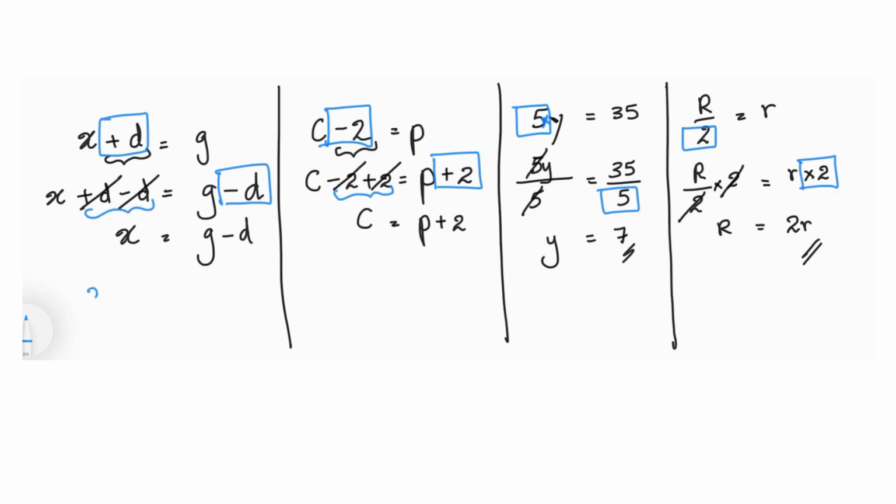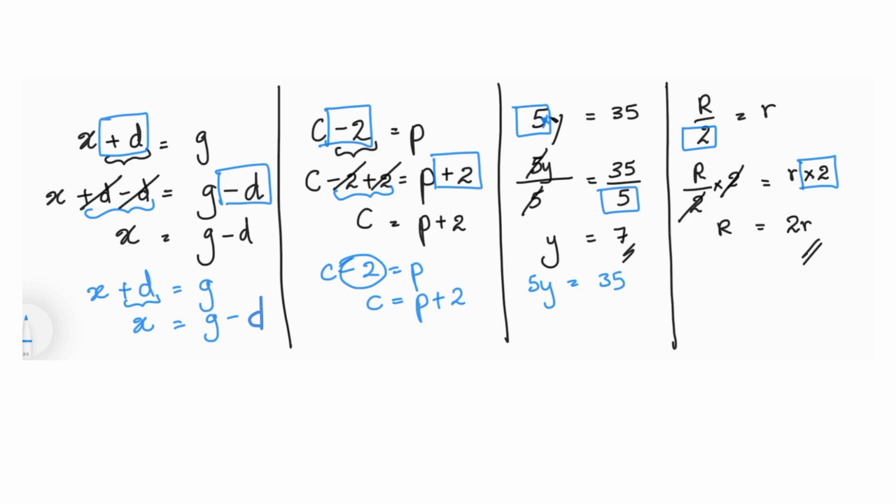So you can see here x plus d is equal to g. What can I do if I want to make x the subject? Here I can see a plus d. I can at once write g minus d is equal to x. When you have c minus 2 equals p, and I want to make c the subject, I have to get rid of this minus 2. I write it as plus 2 on the other side of the equation, right? And 5 into y is 5y equals 35. What do I do? This is multiplying, 5 into y, so in the next step I write 35 divided by 5.